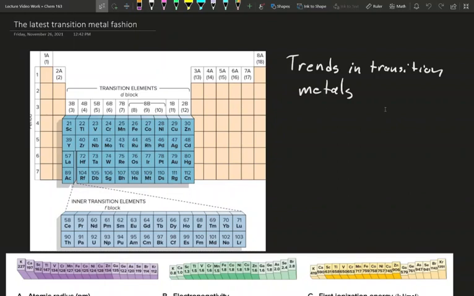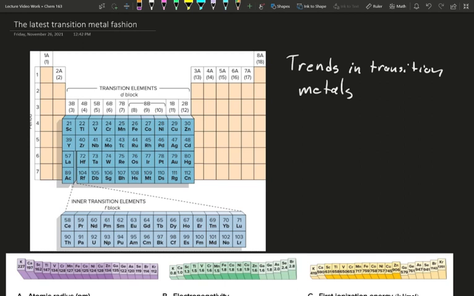In this video, we're going to discuss trends in the transition metals of the periodic table. So remember, our transition metals are the d elements, this block in the center of the periodic table. The fourth period has the 3d's, the fifth period has the 4d's, the sixth period has the 5d's, and the seventh period has the 6d's. They're out of sequence by one.